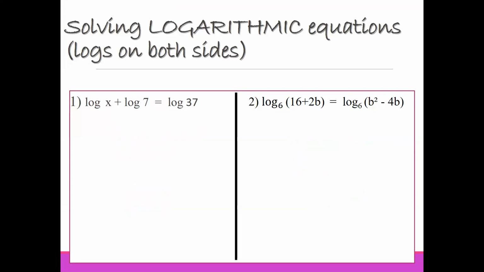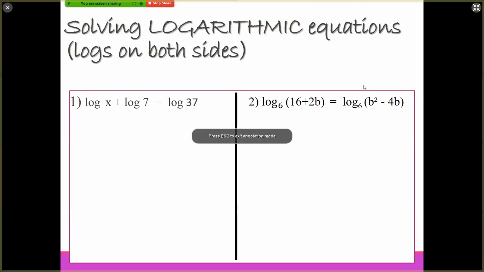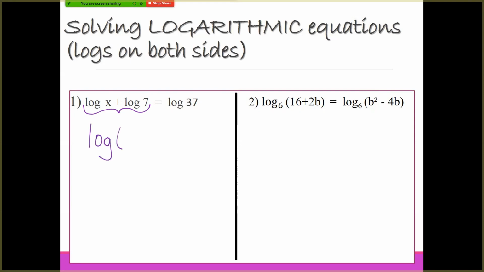Last two. So looking at question number 1, we have 2 logs on the left equals 1 log on the right. The first thing we want to do is condense the 2 logs that are on the left side. Since we have addition, we're going to condense using the product property. Product property says we're going to take x and multiply it by 7. 7 times x is 7x.